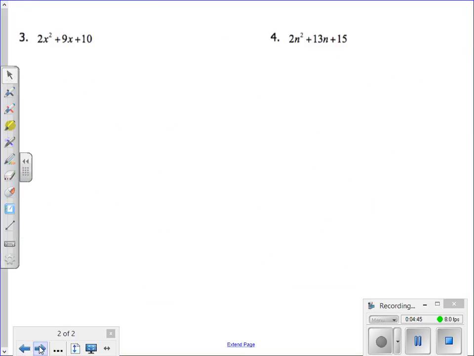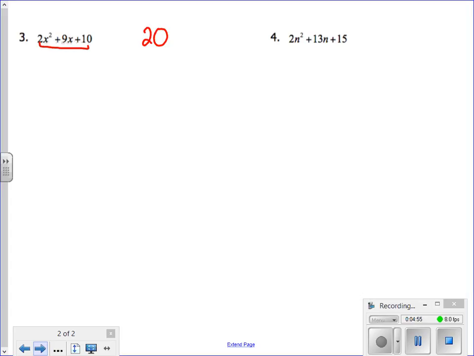These are a little bit different because this time there's a number in front of everything. So I'm going to start by multiplying 2 times 10. That gives me 20. I need to find two numbers that multiply to 20 and add to 9. That ends up being 5 and 4. 5 times 4 is 20. 5 plus 4 is 9.